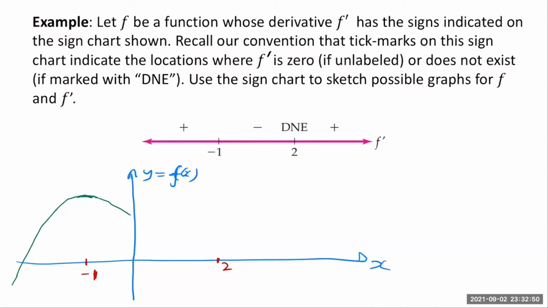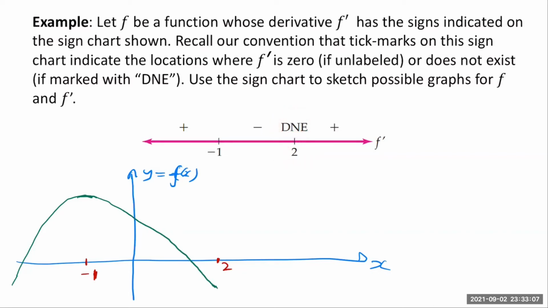Okay, between -1 and 2, my derivative is negative. That means my function is decreasing like this. My function is decreasing. Notice that at x is equal to 2, my derivative does not exist.